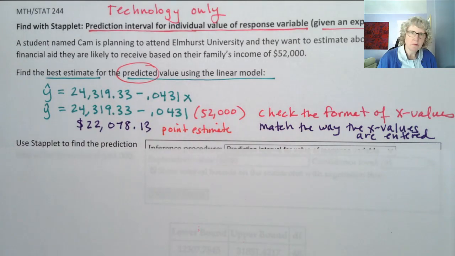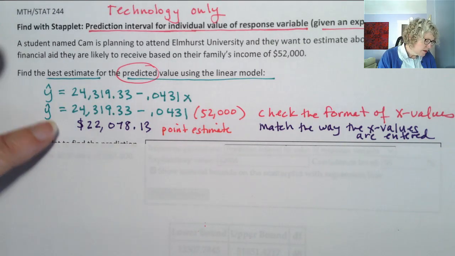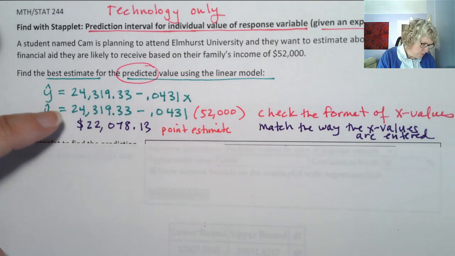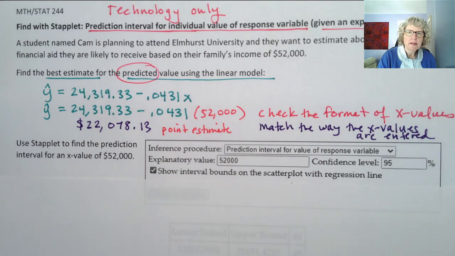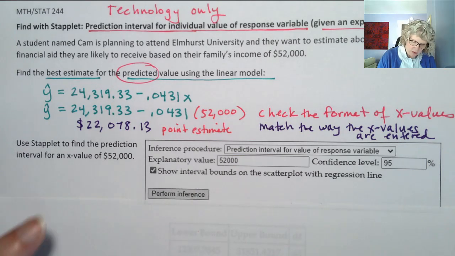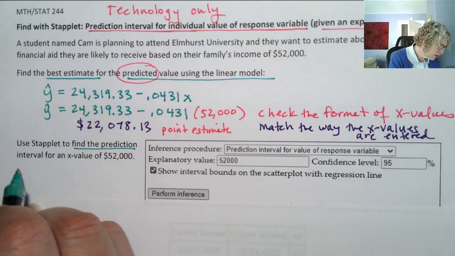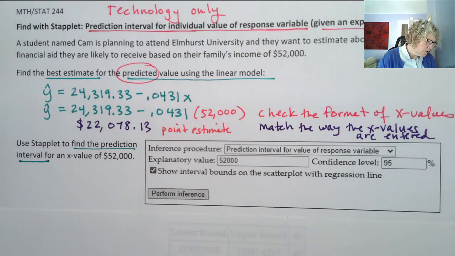Now the part we're going to use Stapplet for is the prediction interval. We want to get an interval around this because this is just a point estimate. But again, this is all average and there's variation, so we want to get a range for this. If a question says just to find the predicted value for an individual, you can do it by hand. And then into Stapplet, we're going to go to a prediction interval. So we'll use Stapplet to find the prediction interval, and then we want to use a certain confidence level as well.